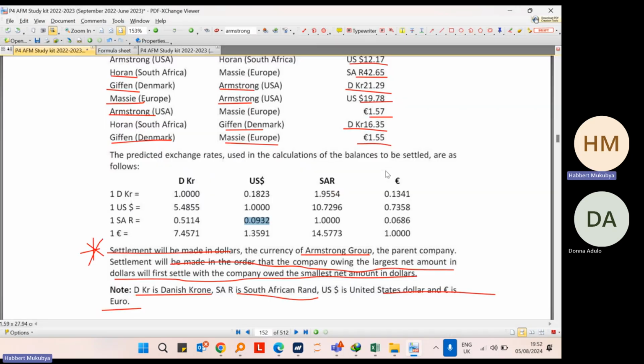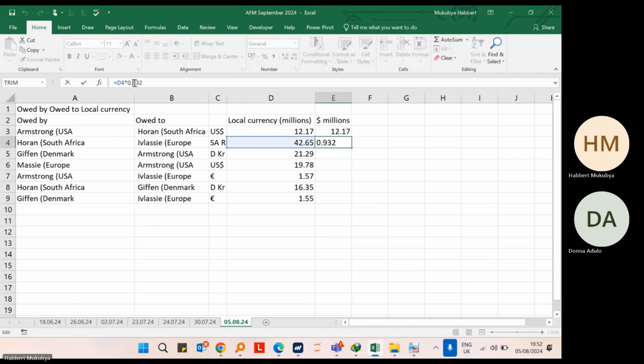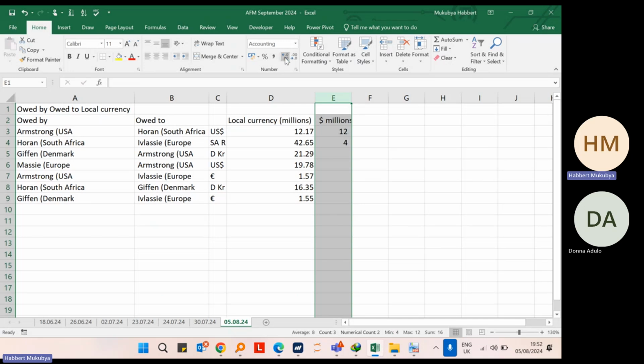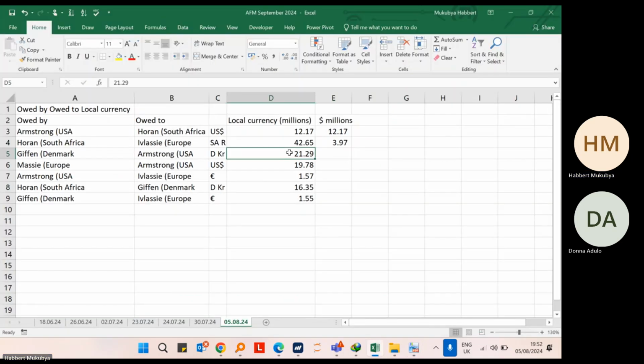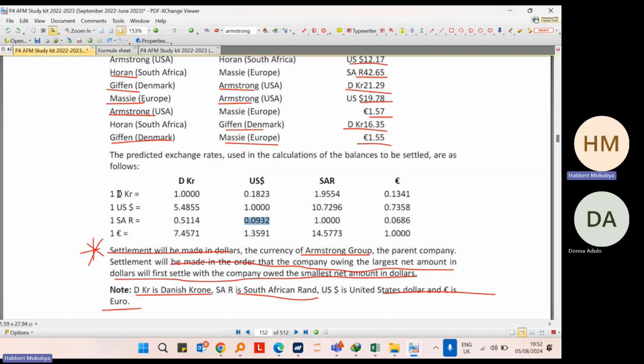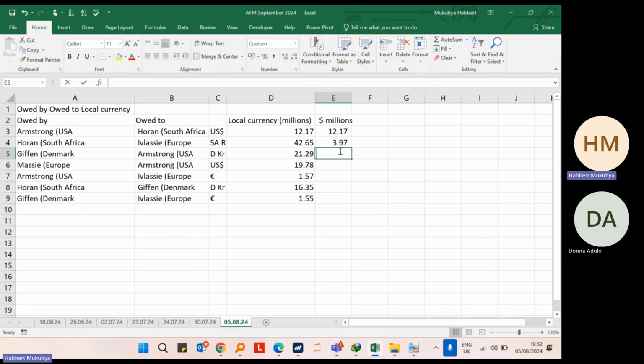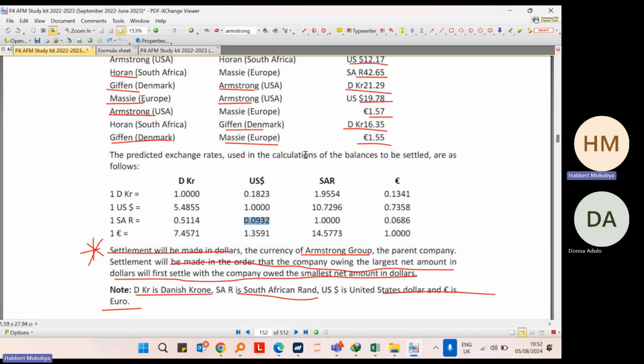This was 0.0932, not 0.932. So that is 3 point, and let's deal with two decimal places. So 3.97. Then to convert the 21.29 crowns to dollars, 1 crown is equal to $0.1823. So I can multiply this one by $0.1823. That gives me 3.88. Then we can continue like that.